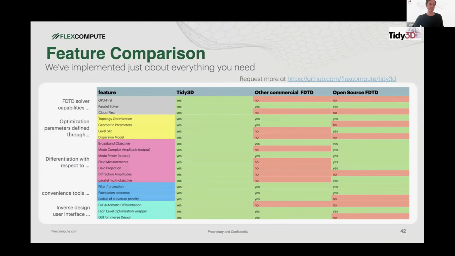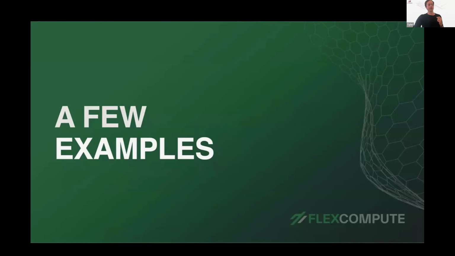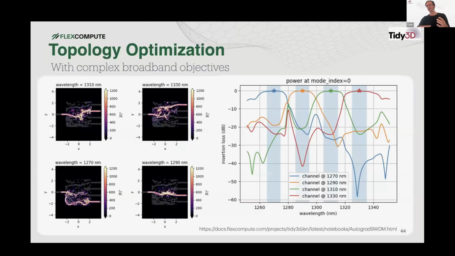And I'd like to show off some of those features now, and then we'll wrap up with a Q&A. So let me just show a few examples to get the discussion started and show you some things we've done recently with inverse design. The first is wavelength division demultiplexing problems. These are somewhat straightforward topology optimization problems, but what makes them interesting is that they have complex broadband objectives. So we want to look at the power of these channels, and we have multiple simulations going on in these optimizations. You can check out this notebook where we've done WDM.